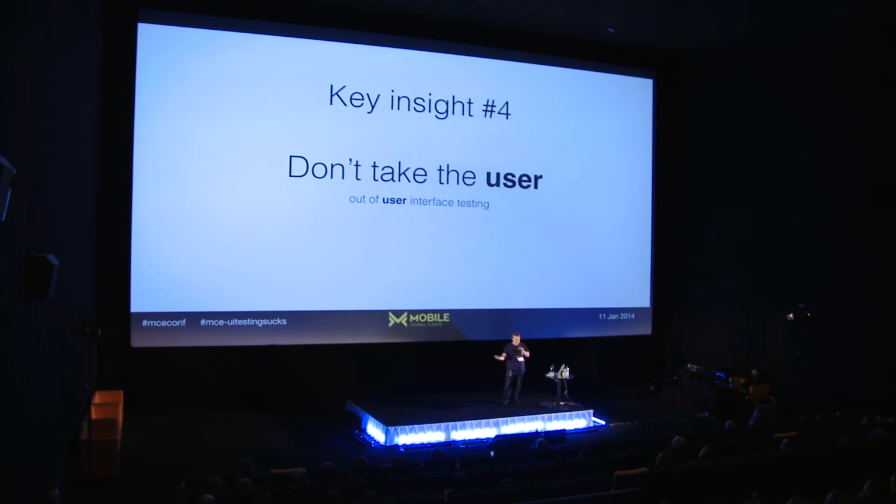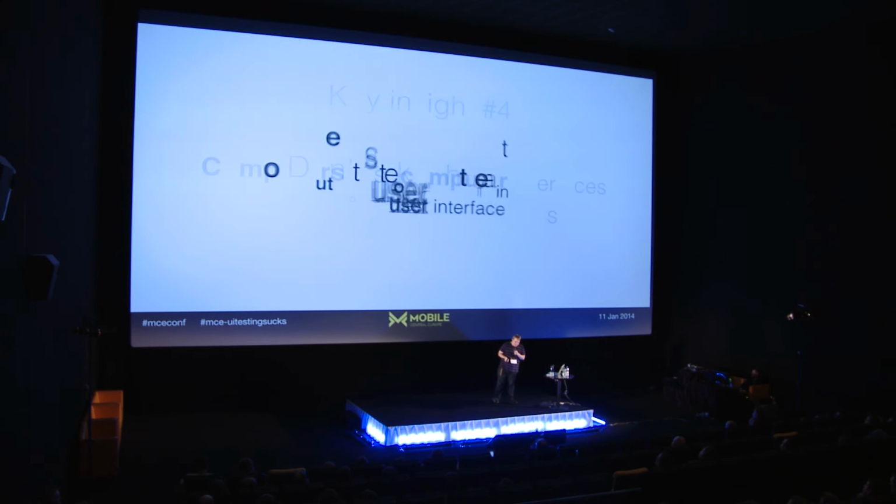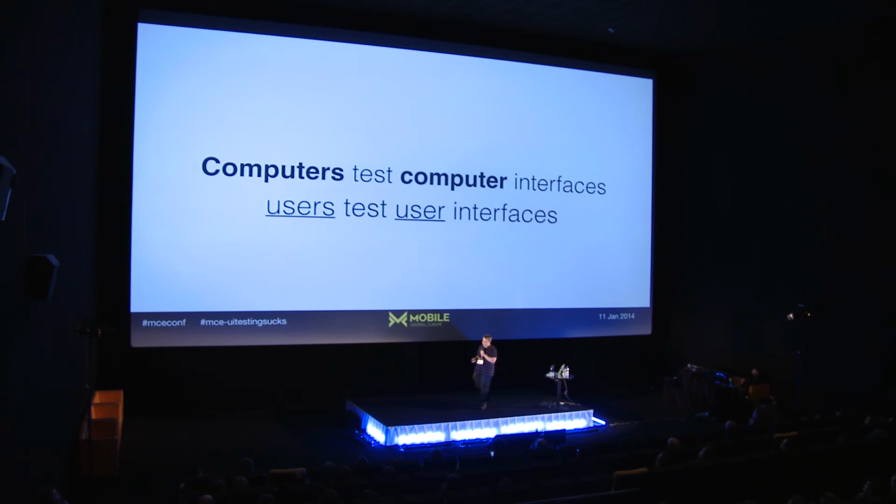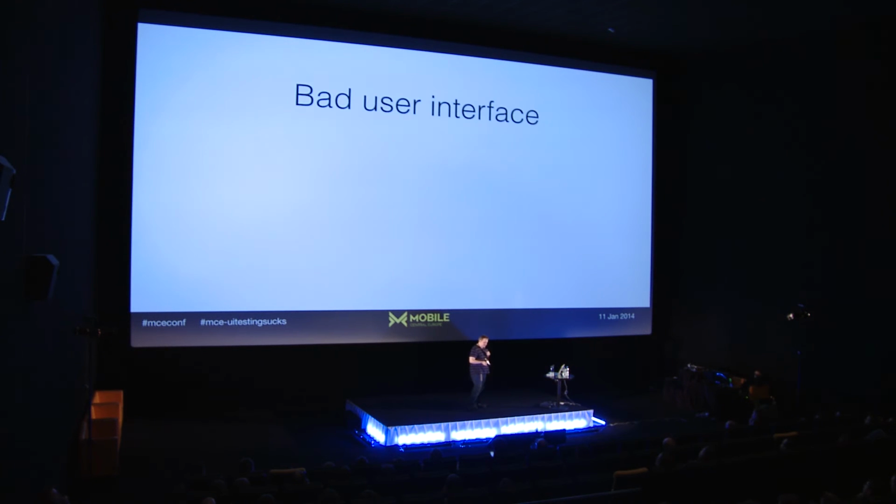And so we just write the tests, keep them forever, and they run on every build, and it's always green, and nothing bad ever happens. But computers test computer interfaces, and users test user interfaces. Don't get them confused. What happens is you have a bad user interface. And when you have that bad user interface, that sometimes leads to a bad test, right? Why? Because user interfaces are very difficult to test.